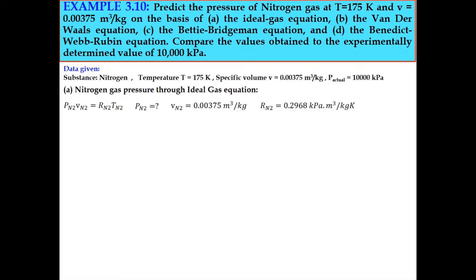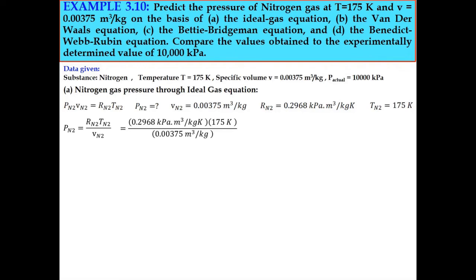Okay, if the question doesn't give you the table to determine the gas constant for nitrogen, normally the value is given in the question. So R, the gas constant for nitrogen, equals 0.2968 kilopascal meter cubic per kilogram Kelvin, and T, the temperature for the nitrogen gas, equals 175 Kelvin. So rearrange the ideal gas equation for nitrogen: P of N2, the pressure for nitrogen, equals the gas constant for nitrogen multiplied by the temperature divided by the specific volume for the nitrogen gas.